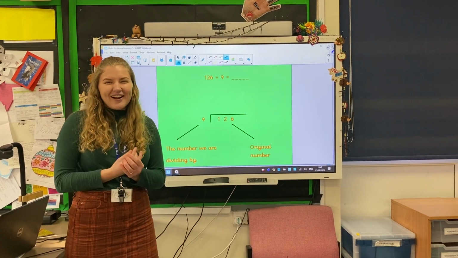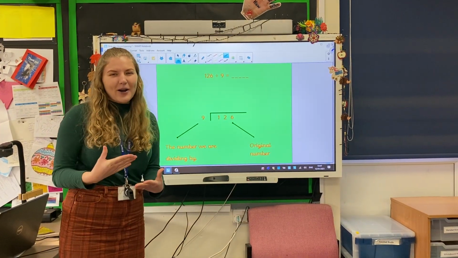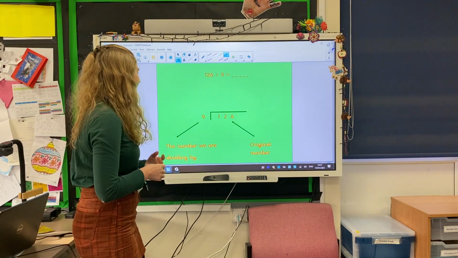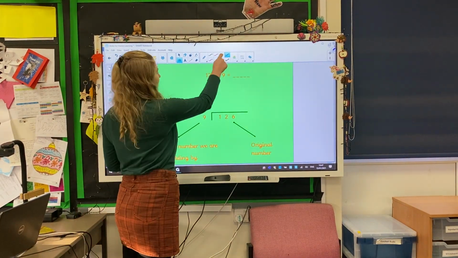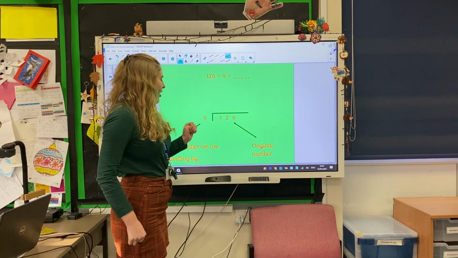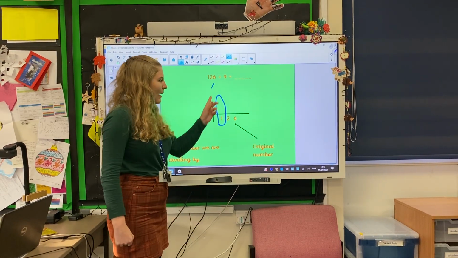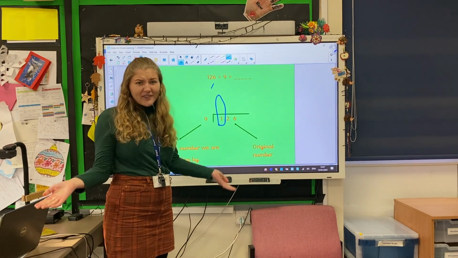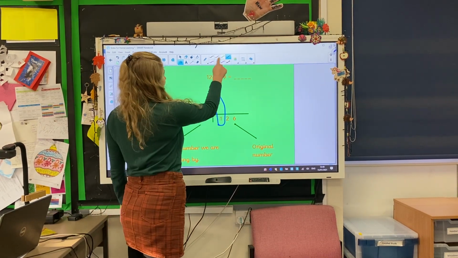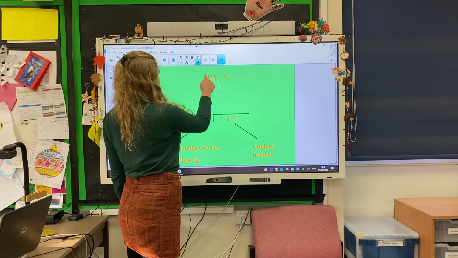Okay, right, here we are, back to the bus stop method. Let's just go through a couple to get it back in our brains, because it's been a whole day since we've done some. So here we go. How many 9s go into 1? There's 1. How many 9s can I fit in there? I can't fit any. So what I need to do is rub that out, get rid of that loop.